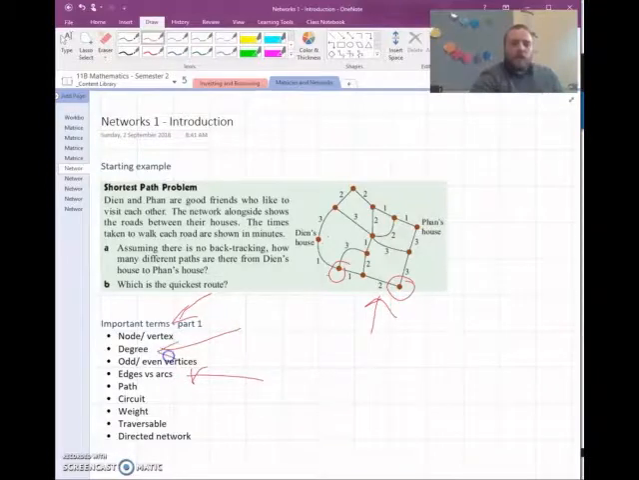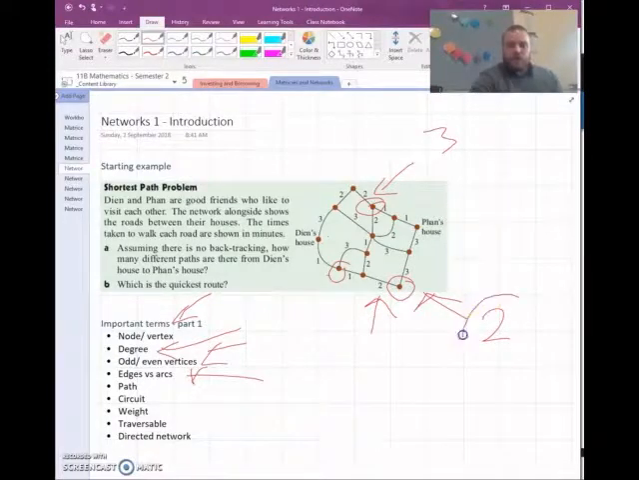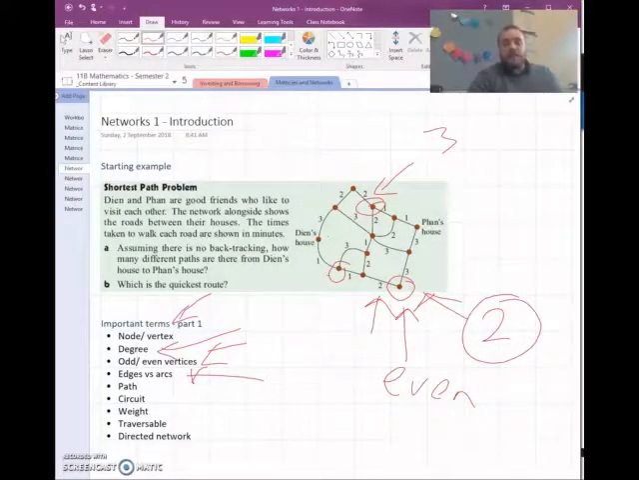So, second one down, degree. The degree of a vertex is how many edges are connected. So, for this vertex just here, there are 2 edges connected, so its degree is 2. As opposed to this one just here, where the degree is 3. It brings us to odd and even vertices, so just down here. A vertex is called even if it's got an even number of edges. So, even number of edges, this vertex here is even. And that's because it's got an even degree. Whereas this one here is odd.